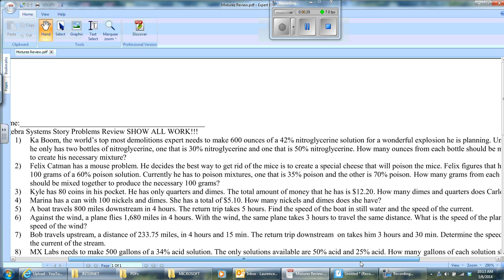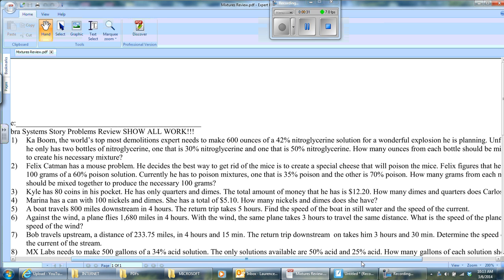So we'll do the first problem here about Kaboom, the world's topmost demolitions expert, who needs to make 600 ounces of a 42% nitroglycerin solution for a wonderful explosion he is planning. Unfortunately, he has only 2 bottles of nitroglycerin. One is 30% nitroglycerin and one is 50% nitroglycerin. How many ounces from each bottle should be mixed to create his necessary mixture?